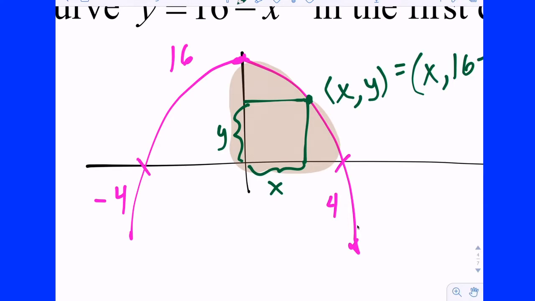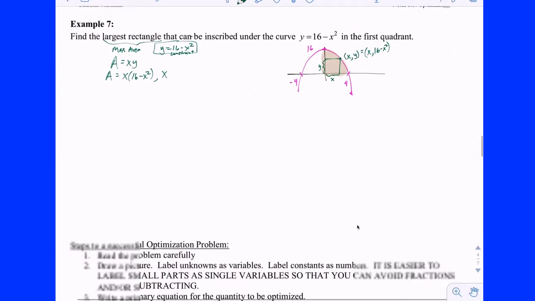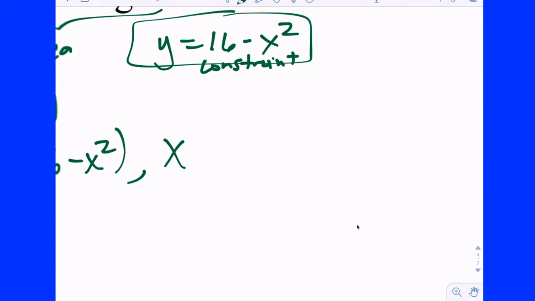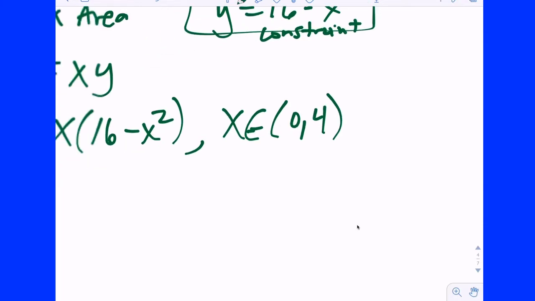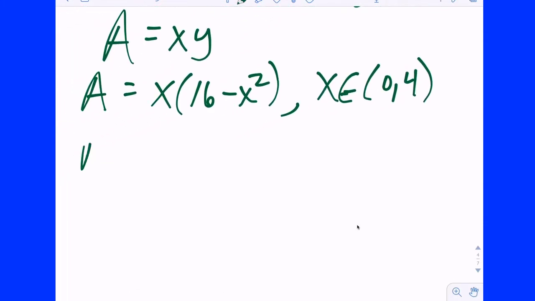But some x value between 0 and 4 is going to give me a maximum. And I know it's got to be there because to go from 0 to 0 through positive areas, it's got to go up, it's got to come down, right? My area has to go from nothing to something to nothing again. So there's a max in there somewhere. So our relevant domain is going to be 0 to 4. We know it's going to be an absolute max. So we just need to find the critical values.